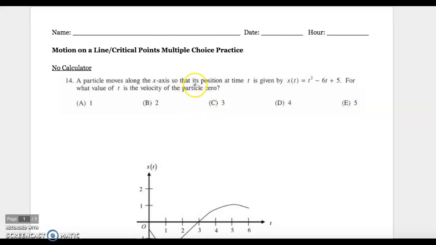A particle moves along the x-axis so that its position at time t is given by this function. So this is the position function. We want to know for what value of t is the velocity of the particle 0. So we first have to find the velocity of the particle. So we're going to find v of t. And our velocity function is the derivative of our position function, so 2t minus 6. And then we set our velocity equal to 0 because we want to know for what value of t the velocity is equal to 0. And then we solve for t, which is 3.